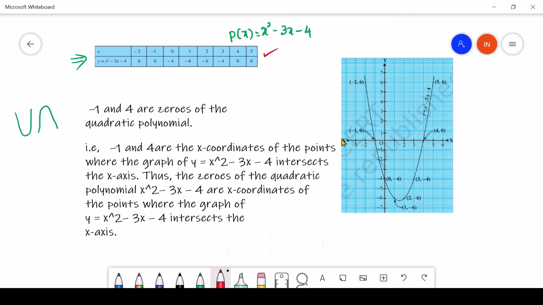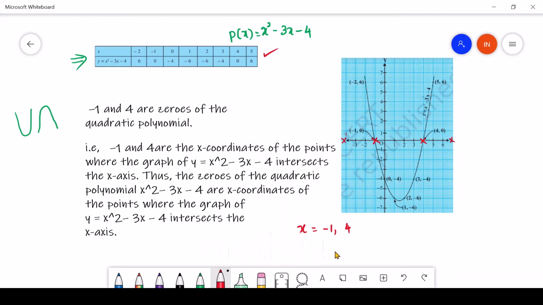Okay, this is the x-axis, and let's see where the graph is meeting the x-axis. You can see here it's meeting at negative 1, 0. Next it is going like this and meeting here at 4, 0. So x is equal to negative 1 and 4.